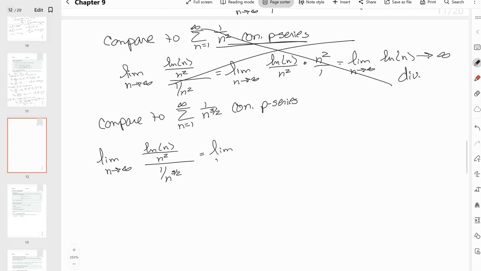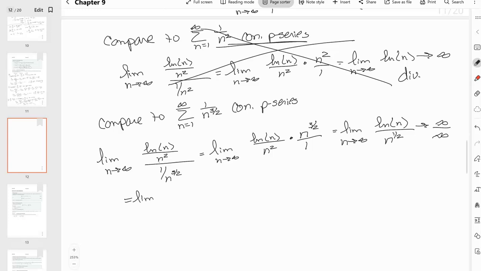So we're taking the limit as n goes to infinity. This is the ln of n over n squared. We're going to do keep, change, flip. So now this is going to be multiplied by n to the 3 halves over 1. So I'm looking at the limit as n goes to infinity. This is going to be the ln of n over n to the 1 half. And I'm going to get infinity over infinity here. So let's use L'Hopital's. The derivative of the top is 1 over n. The derivative of the bottom is 1 half n to the negative 1 half.